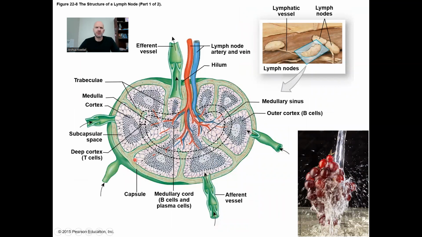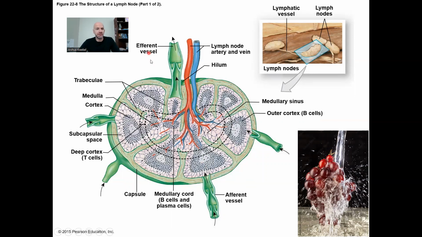Okay, this is the overall generic structure of a lymph node. And the first thing you're going to notice is that there are some vessels that lead into the lymph node. We call these the afferent vessels. And then there's one singular vessel that leads out of the lymph node. We call this the efferent vessel.